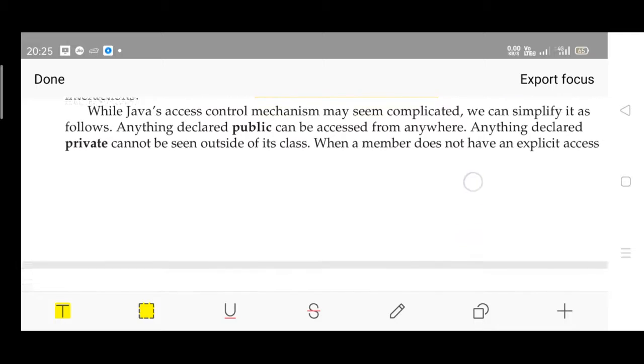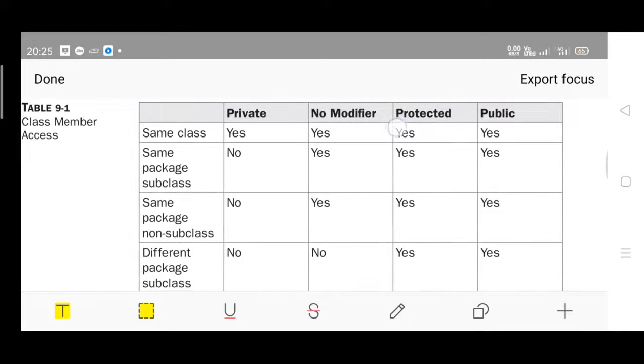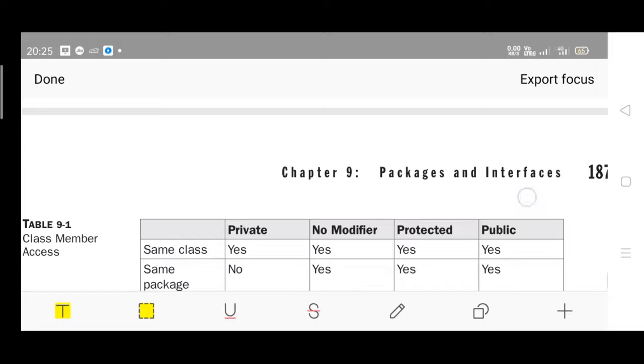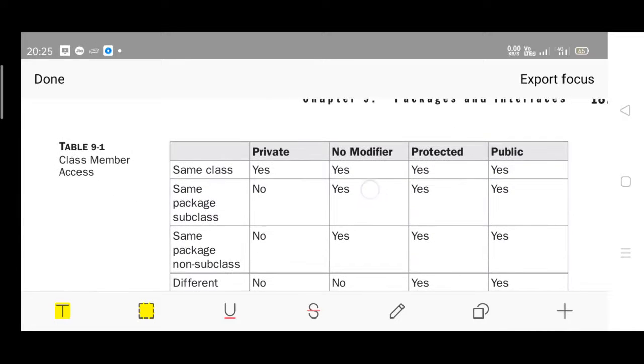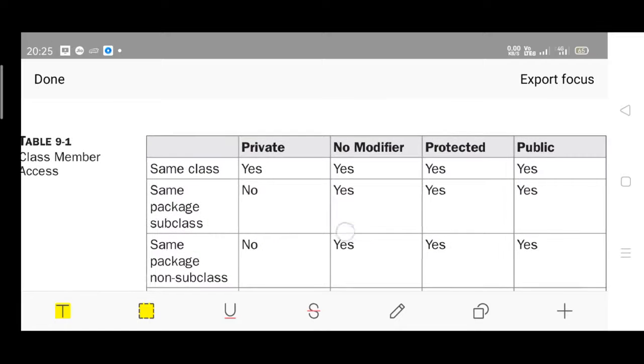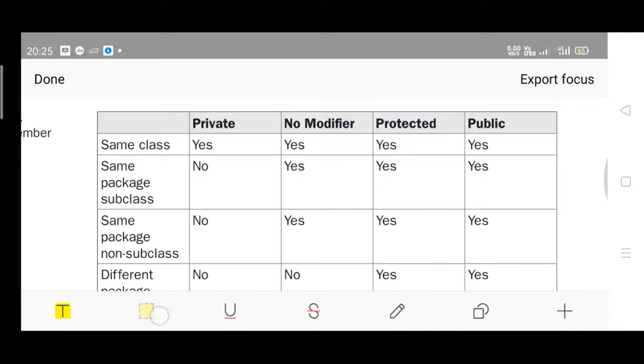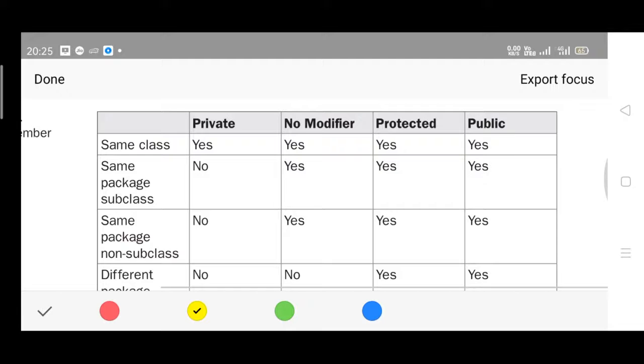Here is a tabular representation for the same. Table 9.1, page number 187 from the textbook. Refer to it. Here class member access is given. No modifier stands for default. There are actually three different keywords we are using. For the fourth one, you don't have to mention any keyword, and then it is considered as the default member or default access specifier. So private, no modifier stands for default, protected as well as public we have considered.